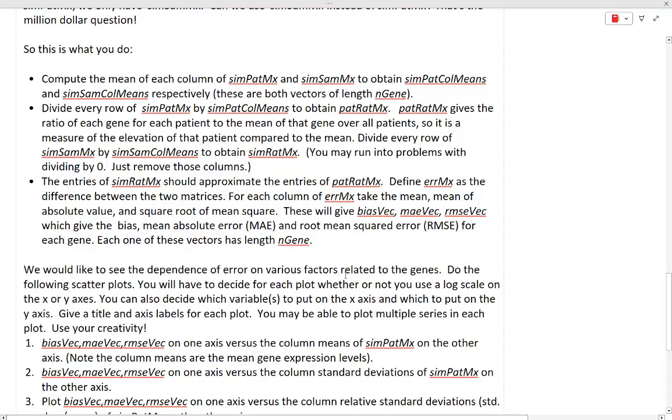Okay. All right. The different genes will have different errors. Some genes may be more accurate than others. So I want you to do the following scatter plots. So you'll have to decide for each plot whether or not to use log scale on the x or y axes. You can tell by how the points are spread out.